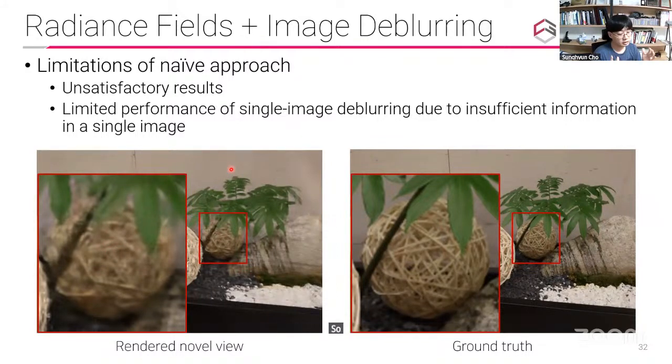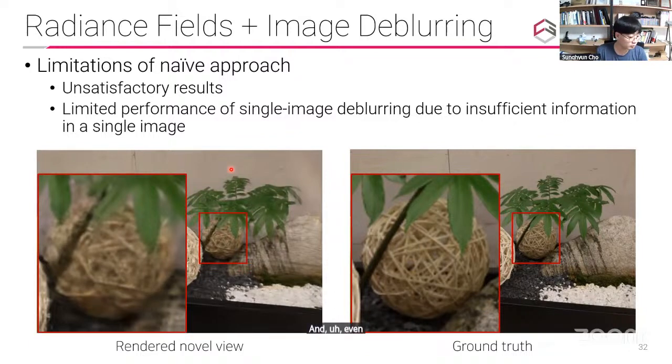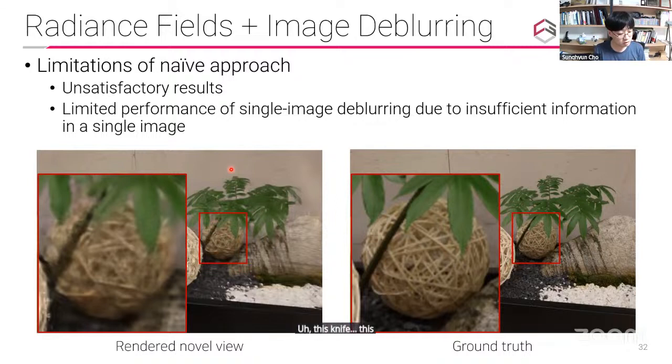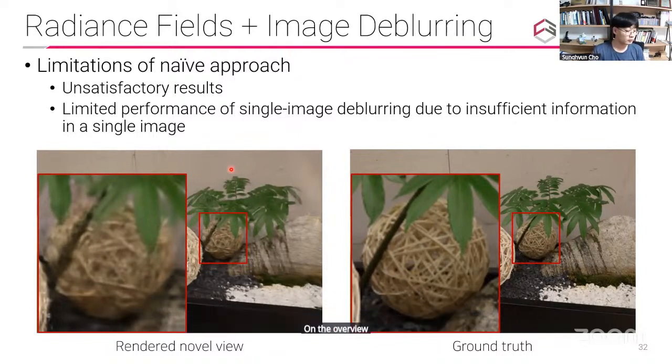While single image deblurring has been extensively studied, it is still a very challenging problem, and even recent state-of-the-art methods often fail to accurately remove blur. Because of the poor quality of deblurring results, this naive combination fails to reconstruct a sharp and clean radiance field, and as a result, novel view rendering also produces degraded images with the remaining blur as shown here.